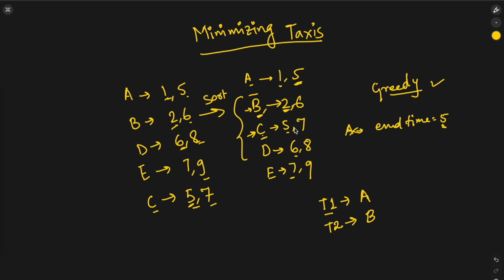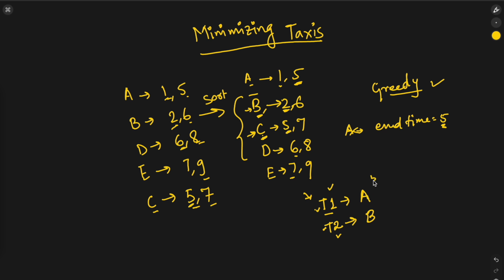Now the next trip is C and the C start time is 5, right? Now the problem is we have two taxis and we'll have to check if this trip C can be assigned to taxi T1 or T2. So we have to compare the start time of C with the end time of taxi T1 and taxi T2. And if for any of the taxi the end time is less than or equal to the start time of C, that means that taxi can take this trip C.